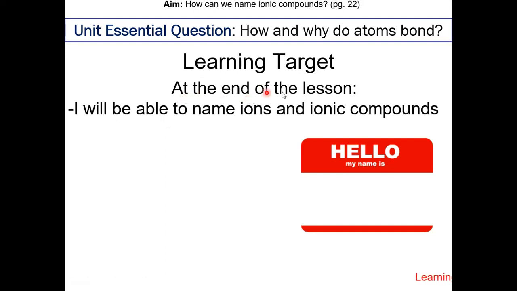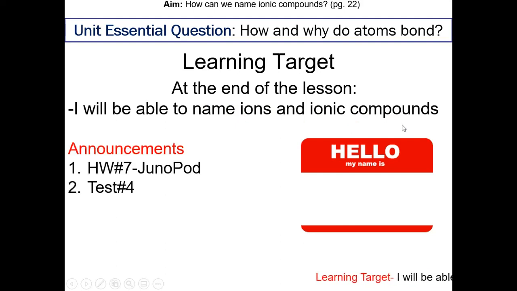Learning target: at the end of the lesson, I will be able to name ions and ionic compounds. For homework, do number 7, which is a Junipod.